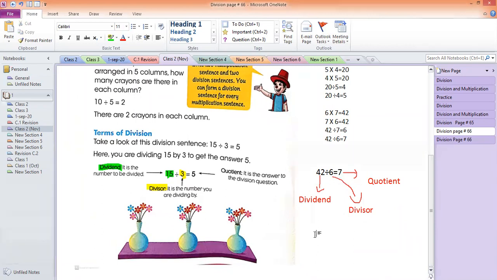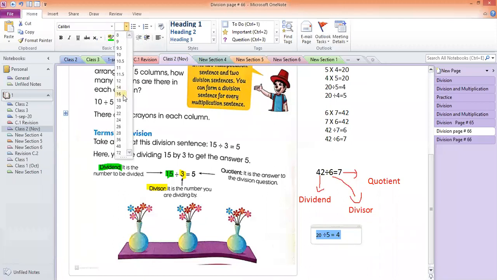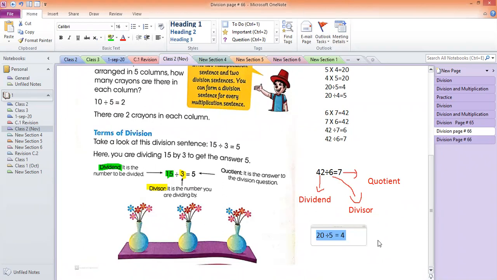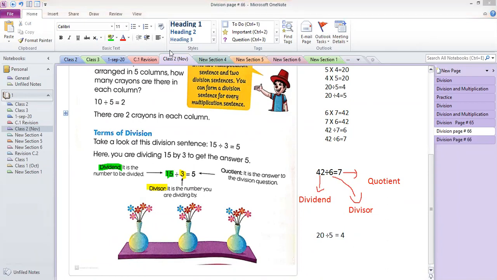I hope you understand. Now I'm going to write 20 divided by 5 equals 4. And you have to tell me, guys, what is dividend here? In 20 divided by 5, what is the dividend?